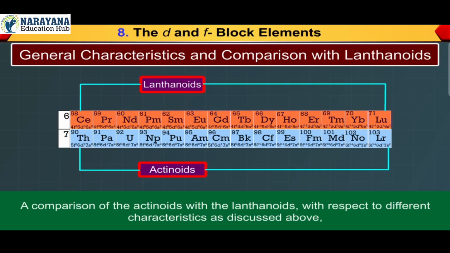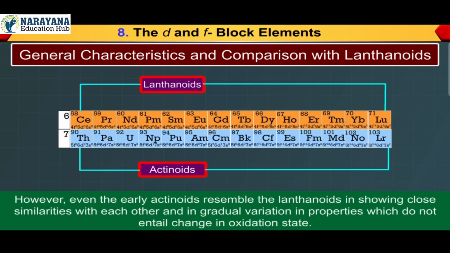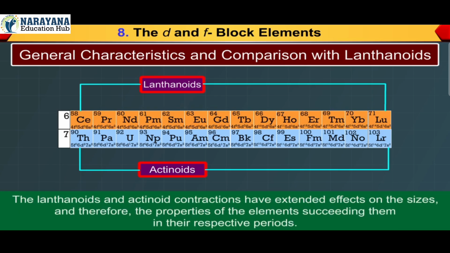A comparison of the actinoids with the lanthanoids with respect to different characteristics as discussed above reveals that behavior similar to that of the lanthanoids is not evident until the second half of the actinoid series. However, even the early actinoids resemble the lanthanoids in showing close similarities with each other and in gradual variation in properties which do not entail change in oxidation state. The lanthanoid and actinoid contractions have extended effects on the sizes and therefore the properties of the elements succeeding them in their respective periods.